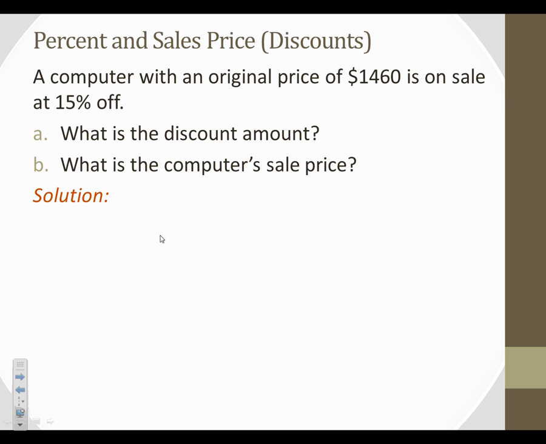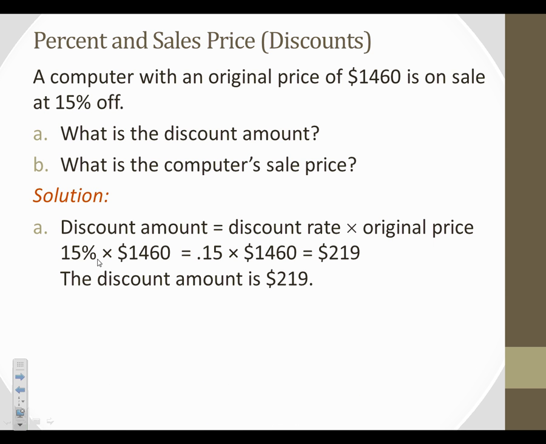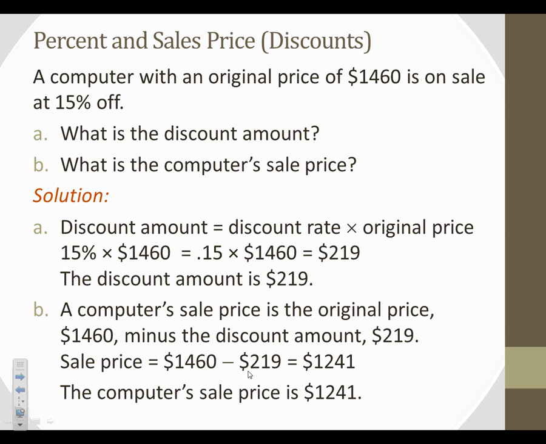So we have to take the discount amount. To find that, we're going to take that discount rate and multiply it by the original price. 15% times our original price. We change the percent to a decimal times the original price gives us $219. So the discount amount is $219. So how might I find the sale price? Hopefully you said subtract it from the original amount. And when you do that, 1460 minus 219 is $1,241. So the computer's sale price is $1,241.